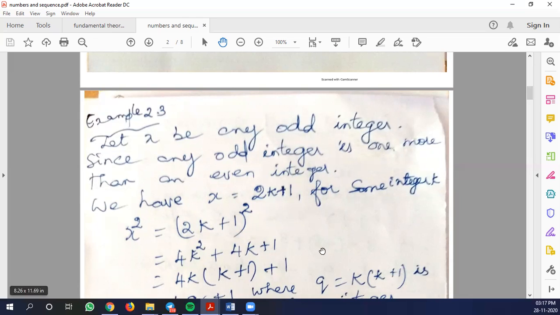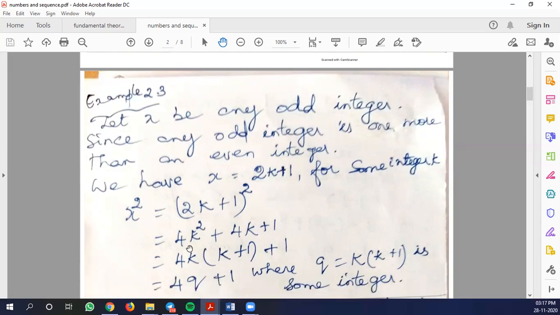Now what is our x square? 2k plus 1 the whole square. Now this is of the form a plus b the whole square. A square means 2 square, it is 4 k into k square plus 2ab, 2 into 2k into 1. That is 4k plus 1 square is 1.